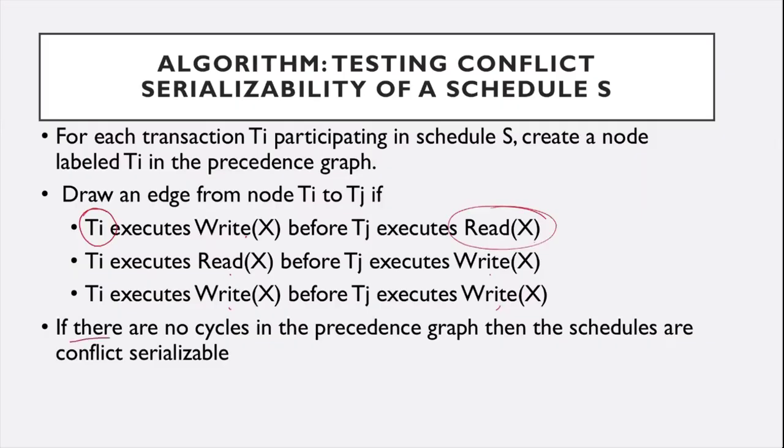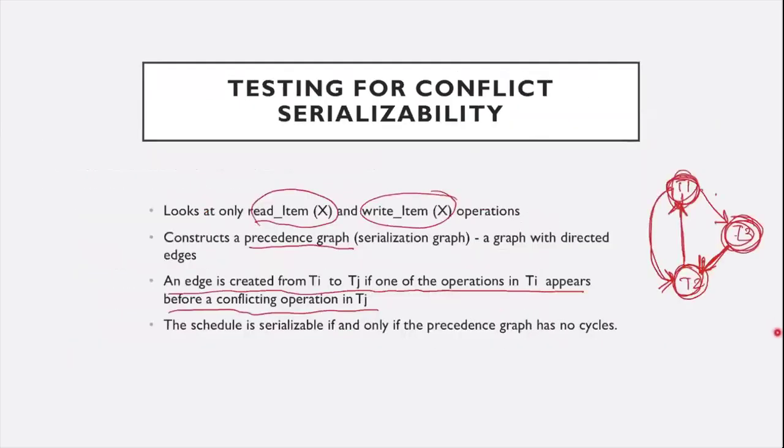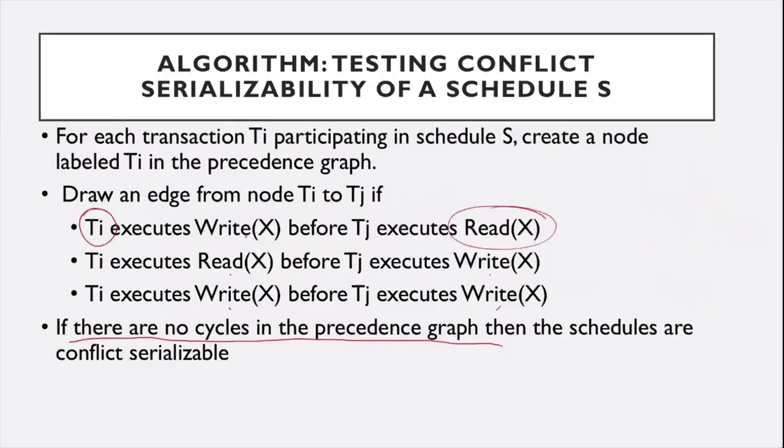And if there are no cycles in the precedence graph, like you can see, this is a cycle. From T1, I can go to this, and then I can go to this. And then again, I have another cycle here, this one. From here, I can go to this. From this node, I can go here. And from here, I can arrive at this. So this is a cycle. If there are no cycles in the graph, then the schedule is conflict serializable.